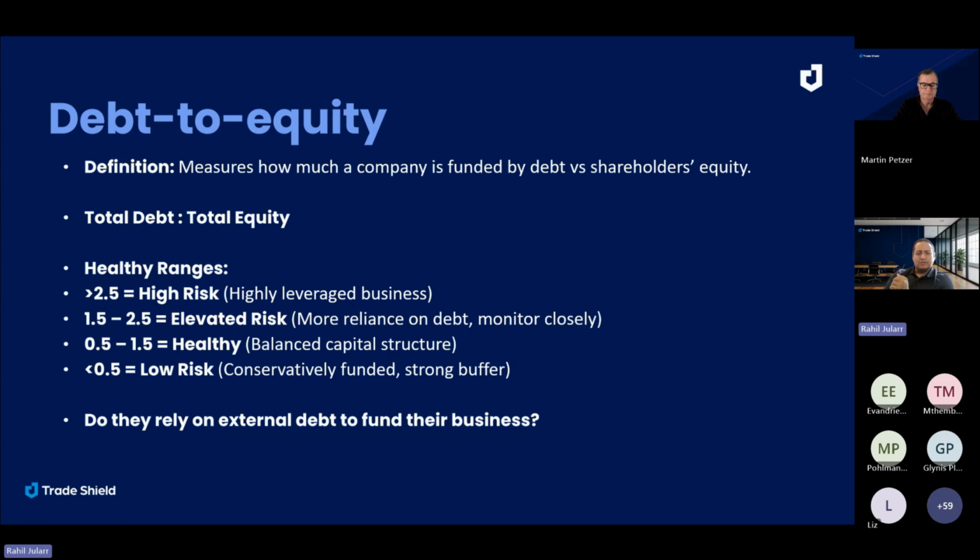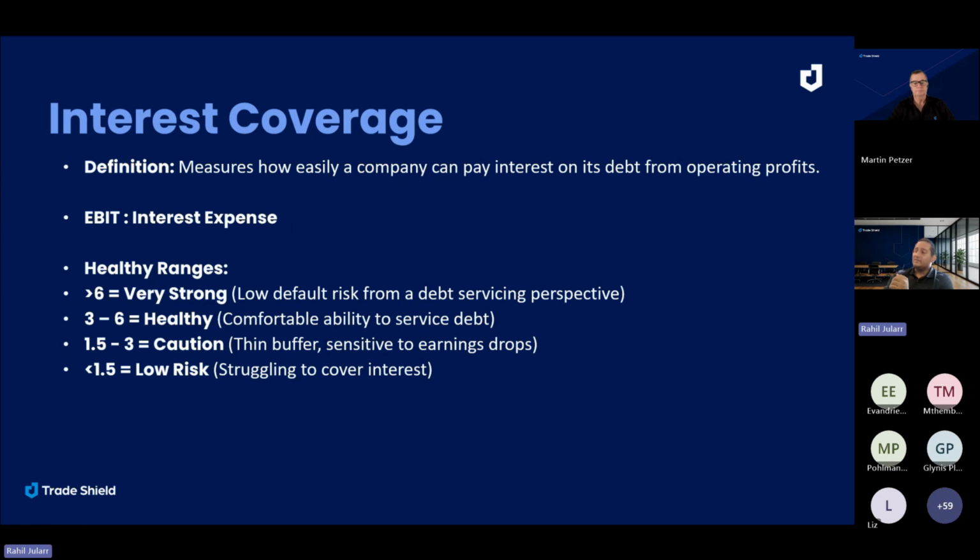The next solvency ratio we'll speak about is interest coverage. Like I said, not necessarily as important from a trade credit perspective, but always a good indicator, especially when we combine this with the next set of ratios, which are the profitability ratios. It basically measures how a company can service the interest on its debt from its own generated operating profits. Why? Any business needs to be able to generate its own profits in order to be a sustainable business.